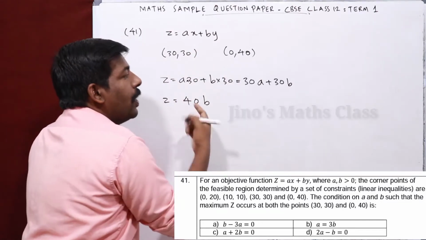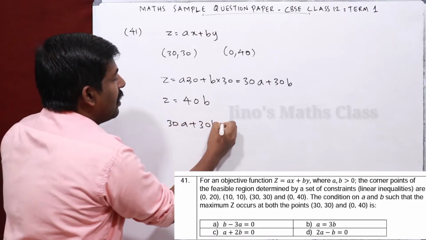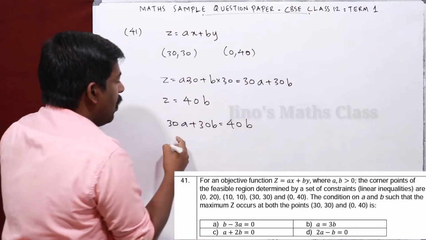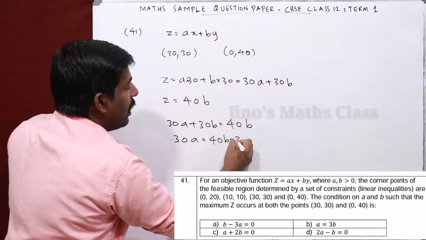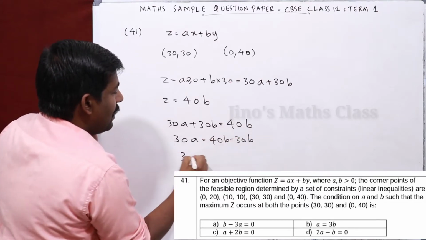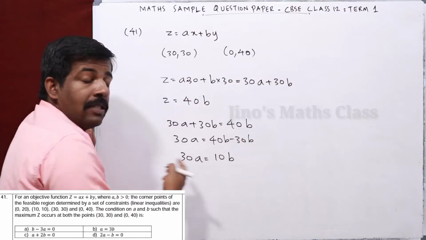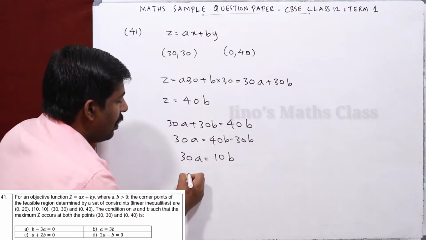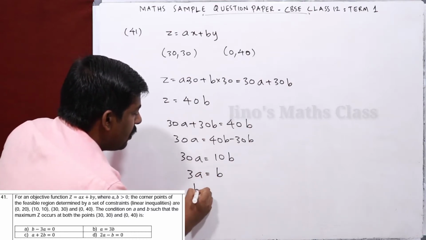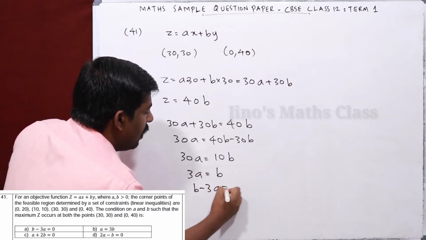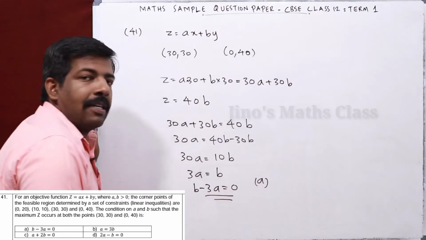Now we can equate these two at a time 30A plus 30B, that is equal to 40B, or 30A that is equal to 40B minus 30B, that means 30A is equal to 10B. So from both sides we can cancel 10 at the time, we will get 3A is equal to B, or we can rearrange it as B minus 3A, that is equal to 0. Therefore option A is the correct answer.